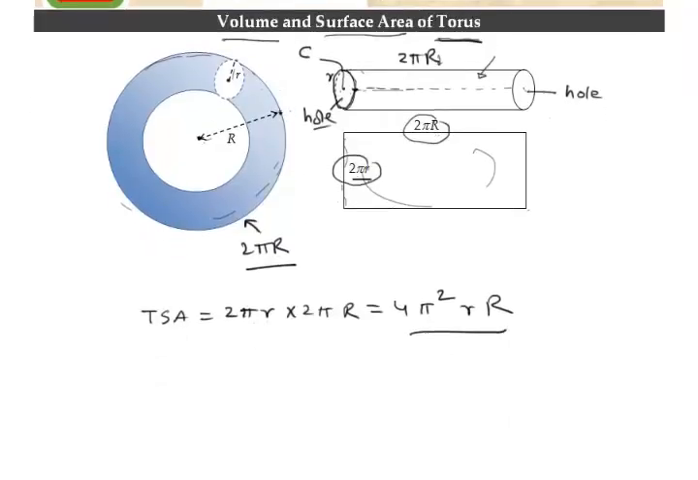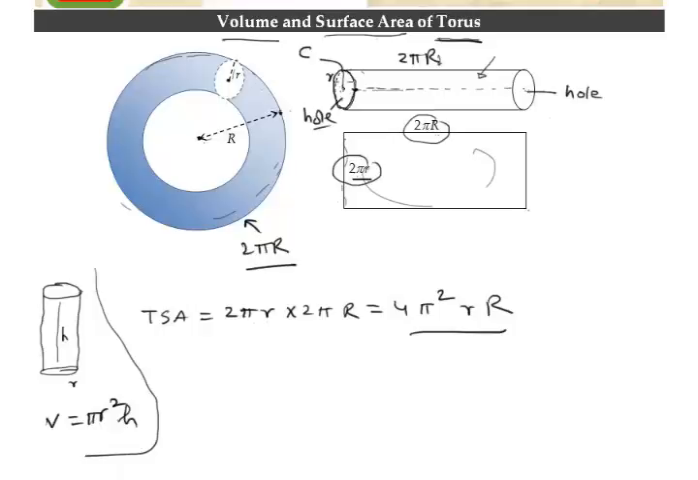Now the volume. So the total volume of this torus will be the volume of this cylinder. We know that if we have a cylinder with radius r and height h, then its volume is pi r square h. This is the cylinder's volume formula. Now here, for this cylinder, this radius is r, and this height, that is this length, is 2 pi capital R.